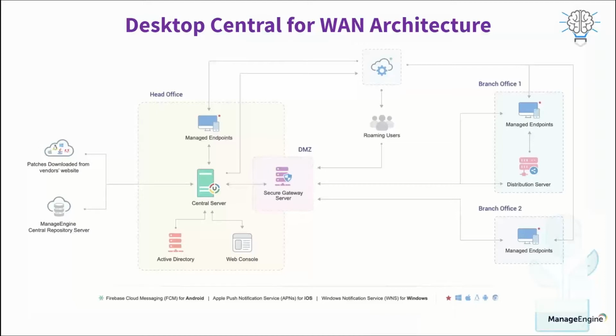We can choose to have the machines communicate either directly with the Desktop Central server or along with the distribution server. You will also be able to manage all your mobile devices using Secure Gateway Server. With Desktop Central, you can manage machines in multiple domains as well as in workgroups. You can deploy configurations targeting Active Directory groups or organizational units. So this is how Desktop Central works in terms of WAN.